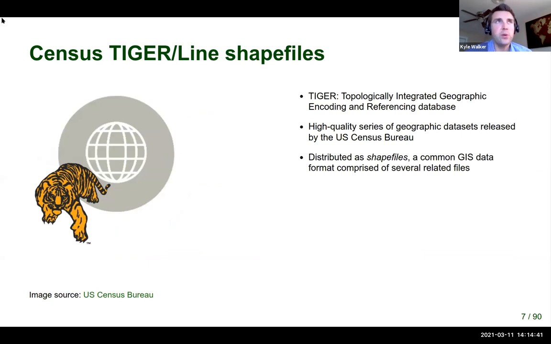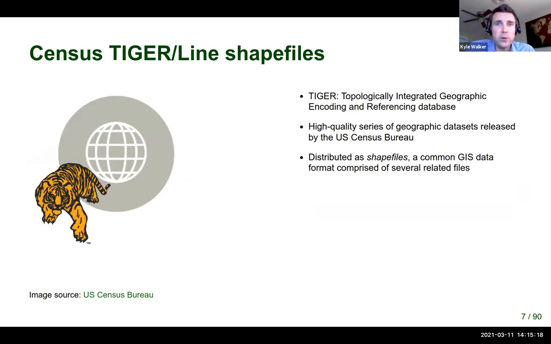The data that we're going to be working with come from the US Census Bureau's TIGER/Line Shapefile database. And TIGER, you see here the TIGER logo, this is the TIGER/Line database logo from the Census Bureau website, stands for Topologically Integrated Geographic Encoding and Referencing database. And by topologically integrated, what that means, without getting too technical, is that you can ensure that the data are of high quality and topologically correct, which means that they are connected to each other appropriately.